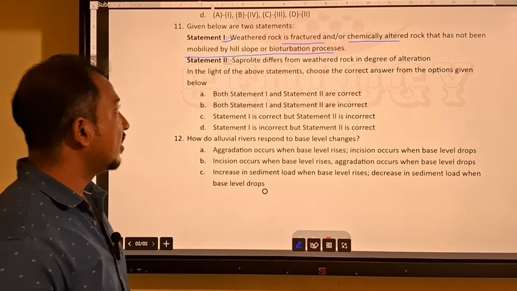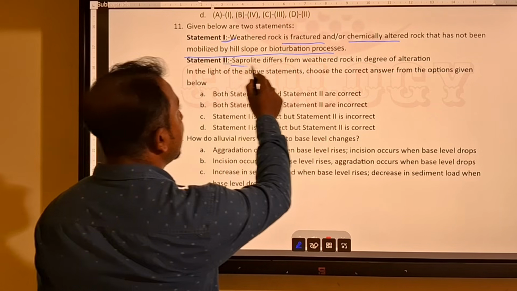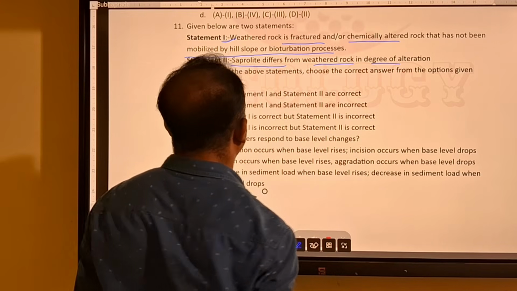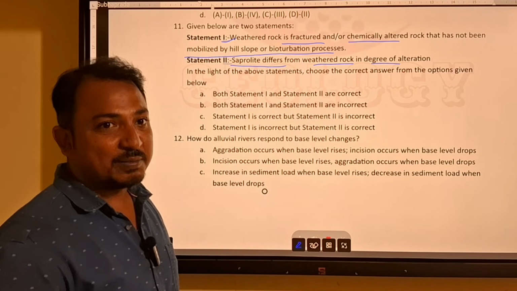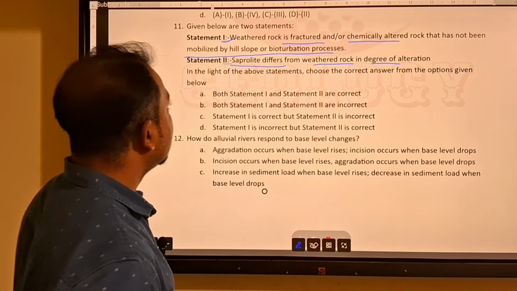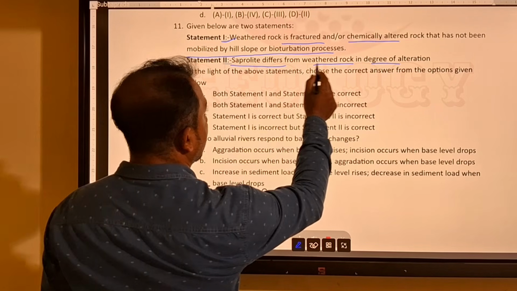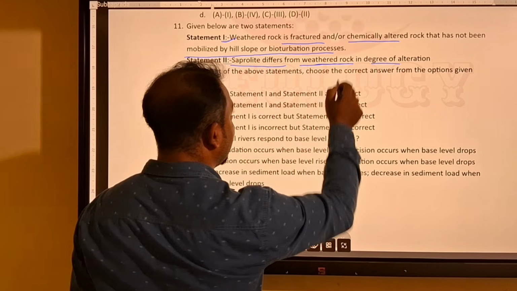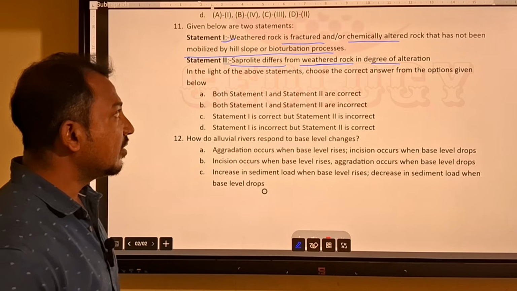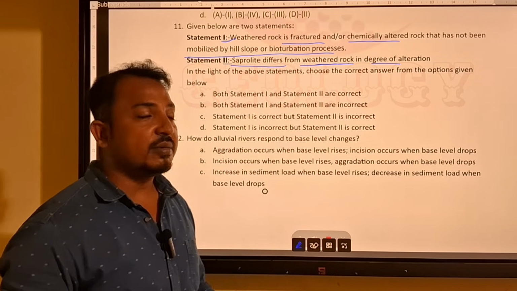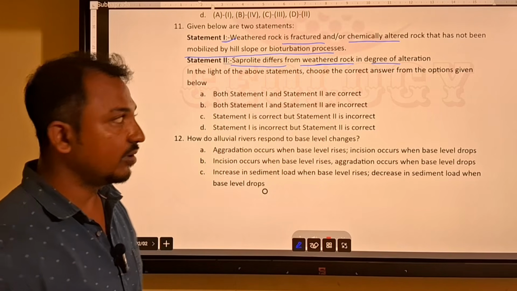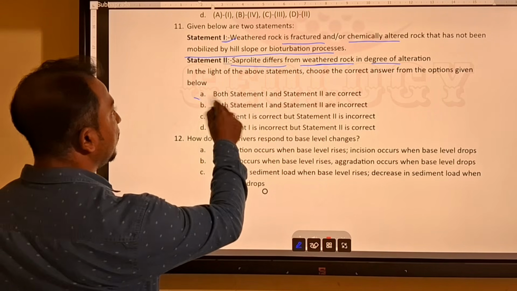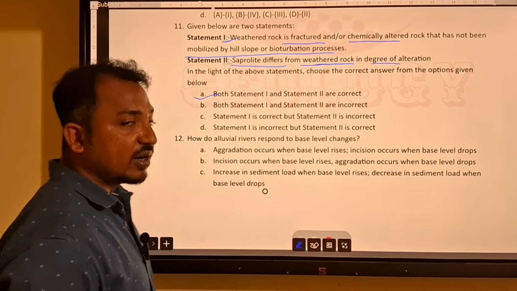So it is correct. Then, saprolite differs from weathered rock in degree of alteration. Saprolite is highly chemically altered rock, you can say. It is also a weathered rock, but in terms of degree of alteration, it is more altered than a simple weathered rock. So both of the statements are correct. Both statements 1 and 2 are correct.